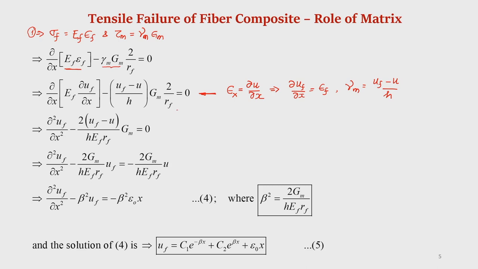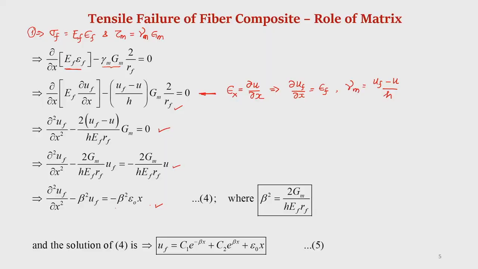So we put this in this equation, and we obtain a relationship: del square uf del x square minus 2 (uf minus u) divided by h Ef rf into Gm is equal to 0, and therefore we can now write this equation in this form, equation 4, where beta square is defined as twice Gm by h Ef rf. Okay, so from this we can write this in this form. This is actually a standard second order differential equation. Okay, like all of you know this second order m x double dot plus kx equal to f. So this is what it is.